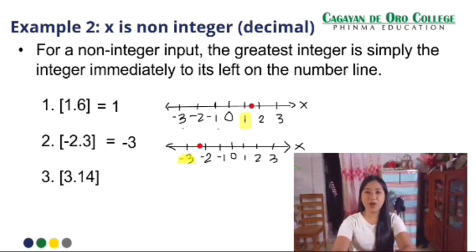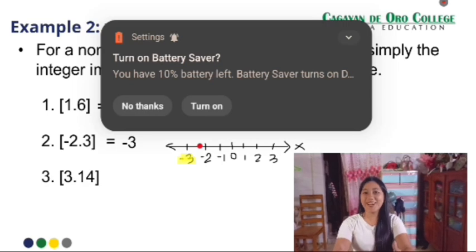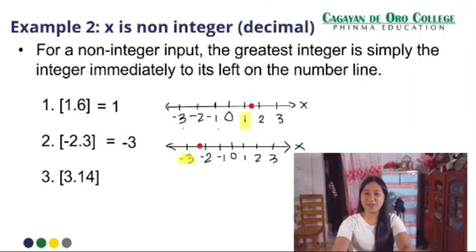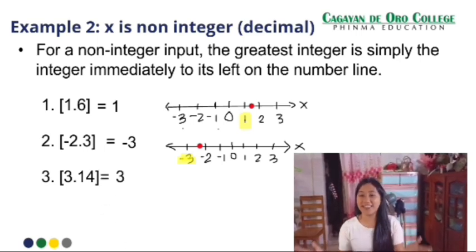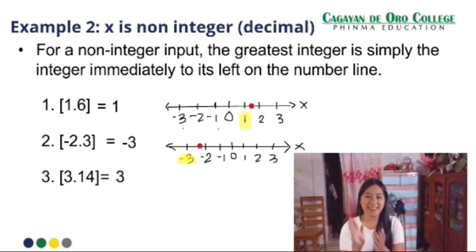Okay, let's proceed to example number 3. We have an input of pi. What is the value of pi? 3.14. Okay, very good. The value of pi is 3.14. So, what is the greatest integer of that function? 3. Okay, very good. All of your answers are correct. The value of the greatest integer is 3.